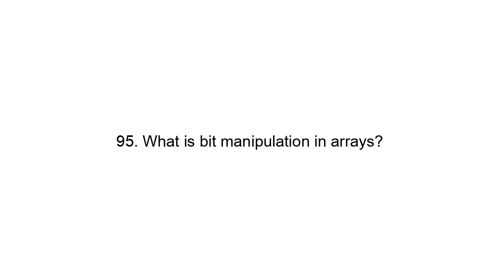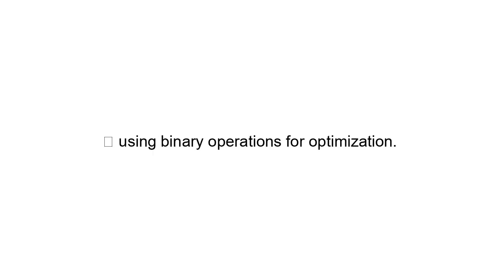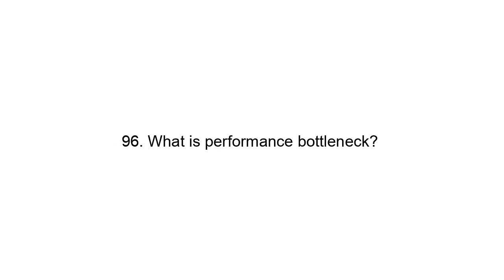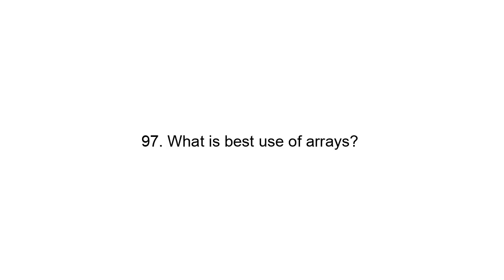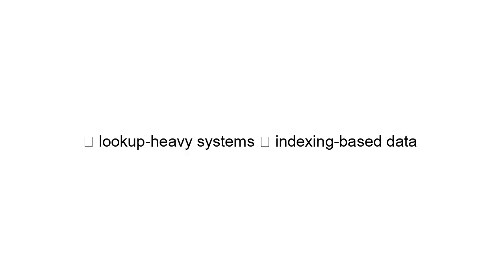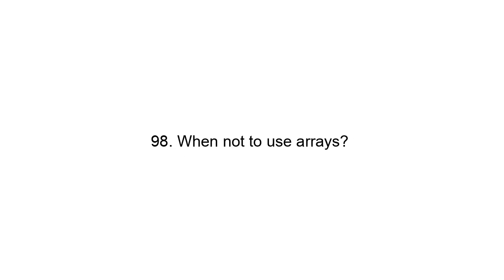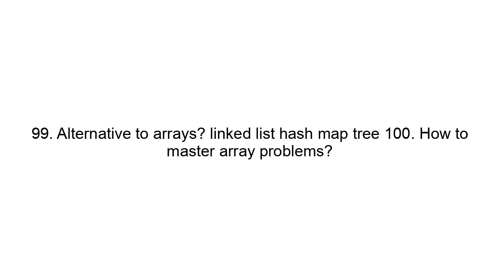95. What is bit manipulation in arrays? Using binary operations for optimization. 96. What is performance bottleneck? Slow operations like shifting elements. 97. What is best use of arrays? Lookup-heavy systems, index-based data. 98. When not to use arrays. Frequent insert, delete in middle. 99. Alternative to arrays? Linked list, hashmap, tree.